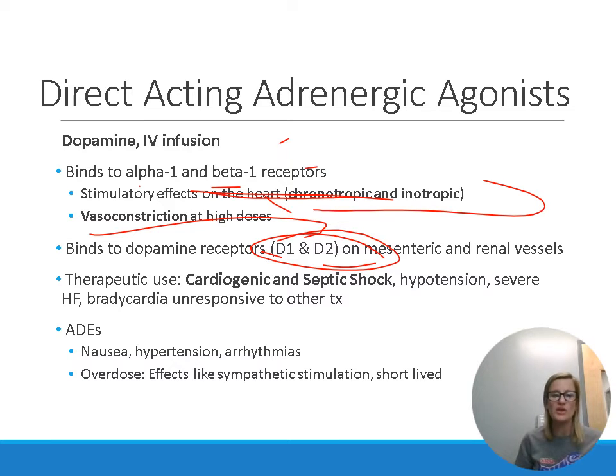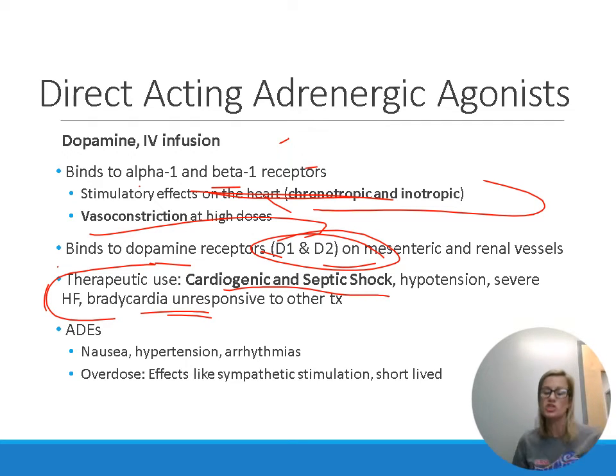That is why when you look at the therapeutic uses of dopamine, we can use it for cardiogenic shock and septic shock. We do not use dopamine for any hypovolemic shock. Again, it increases blood pressure by increasing resistance, right? Vasoconstriction, so it increases resistance. And it increases cardiac output, but it does not decrease renal blood flow. It actually increases renal blood flow. So it causes diuresis. It causes us to get rid of fluid.